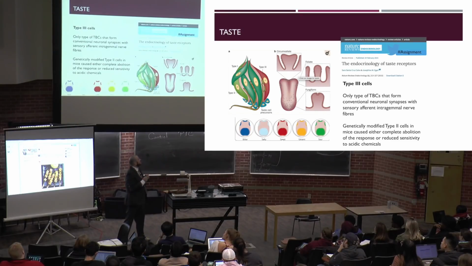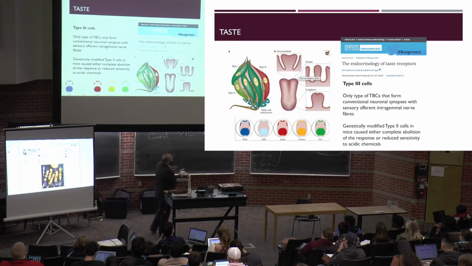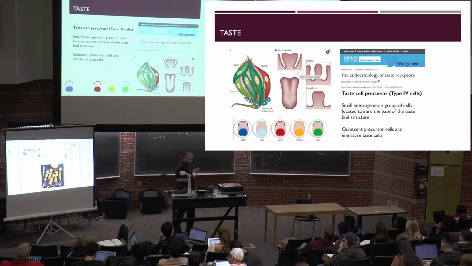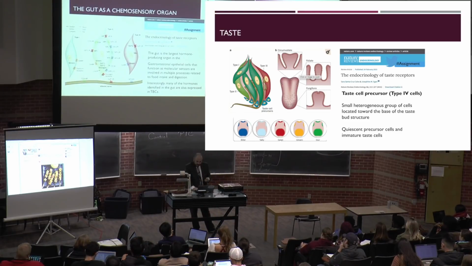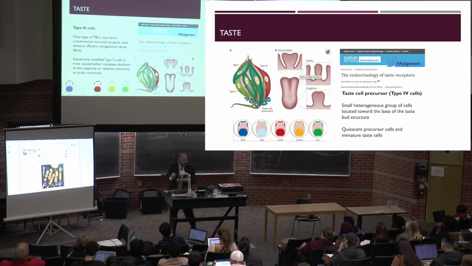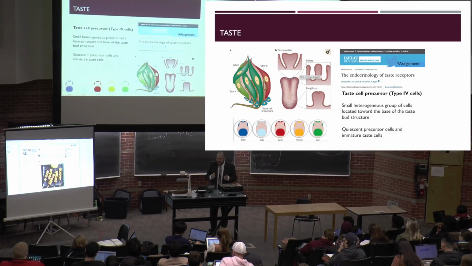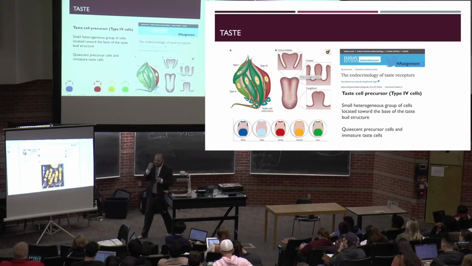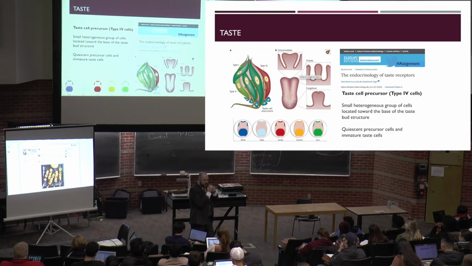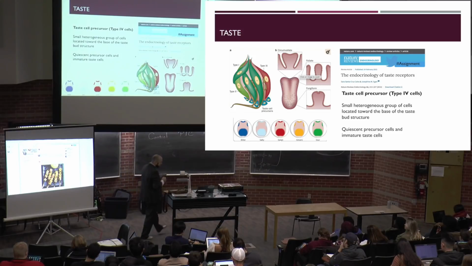Type 3 cells, again, are very, very important for determining sour, so the acidic compounds. And then type 4 are at the base of the taste bud, and these are just immature taste cells. They're differentiating cells that eventually replace the taste bud cells that deplete.